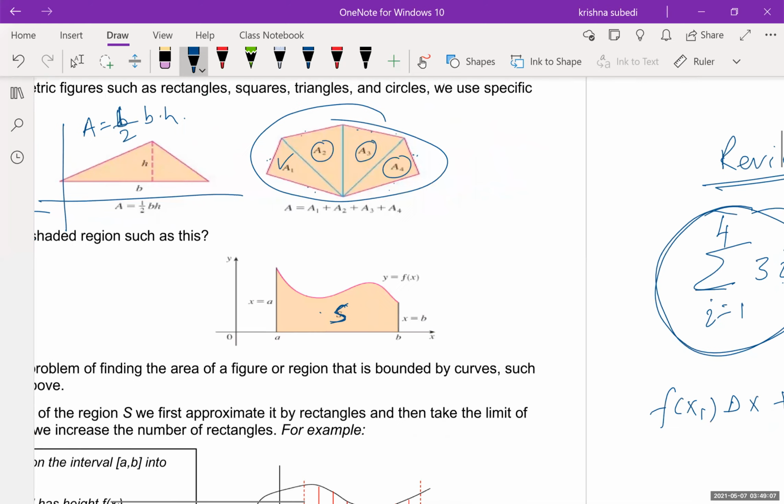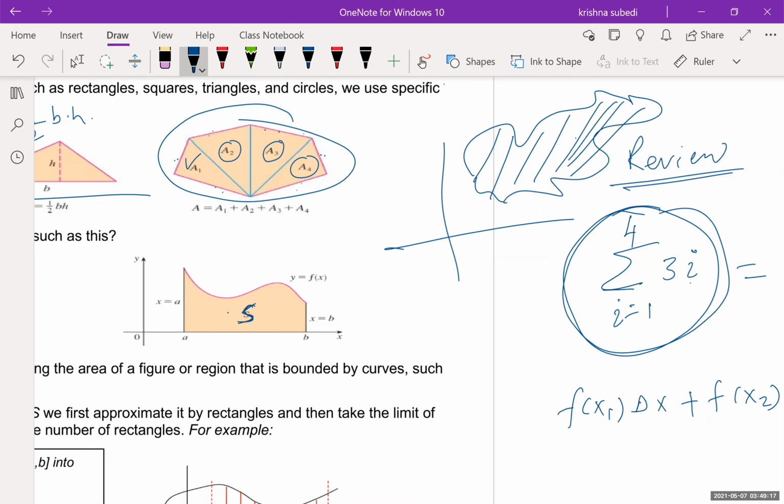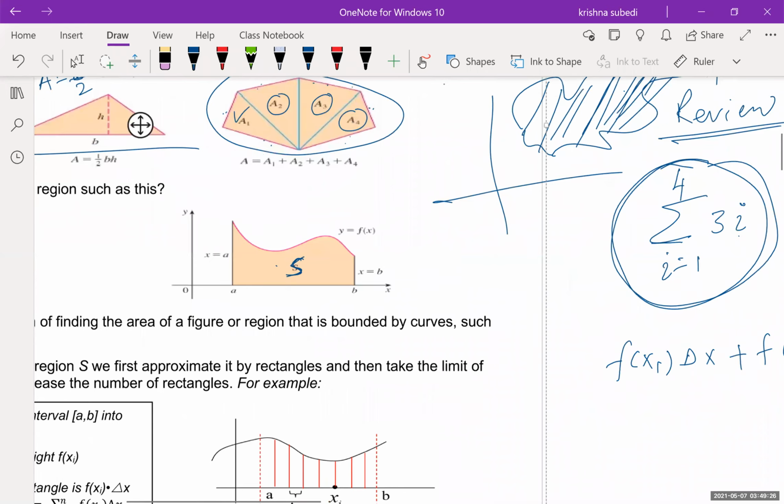As a matter of fact, if you know the function and you are required to find the area of, let's say, this part, and you know what that function is, then you can find the area using calculus. That's what we're going to learn today. That's the main goal.